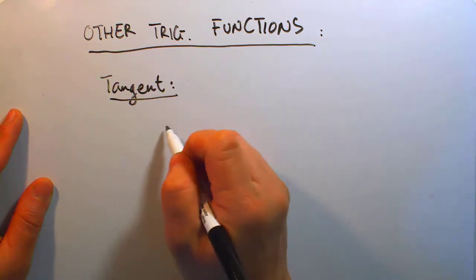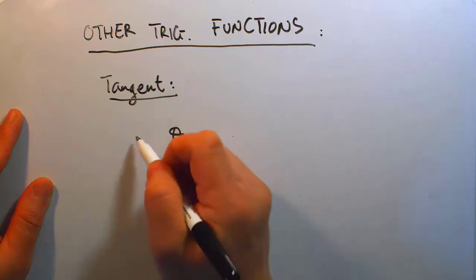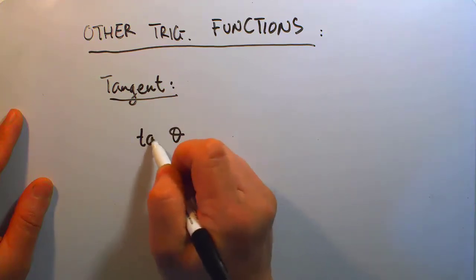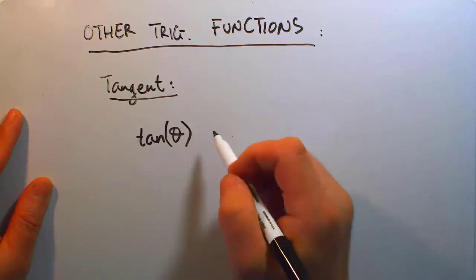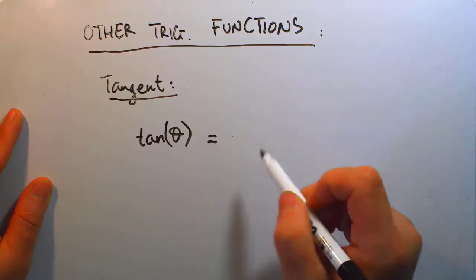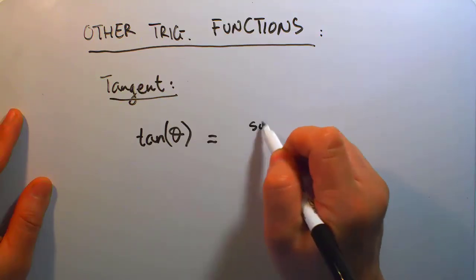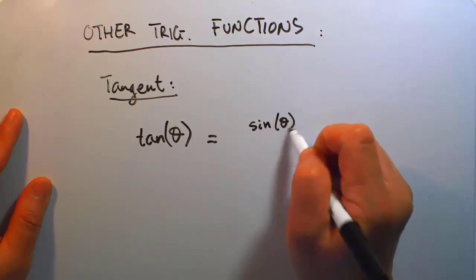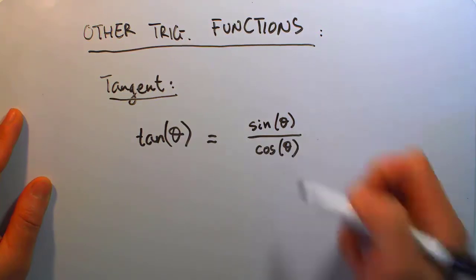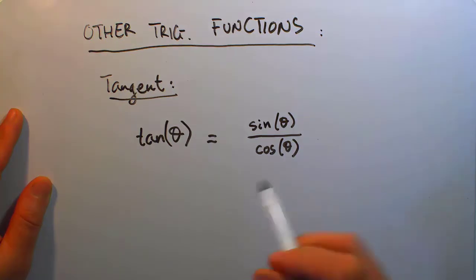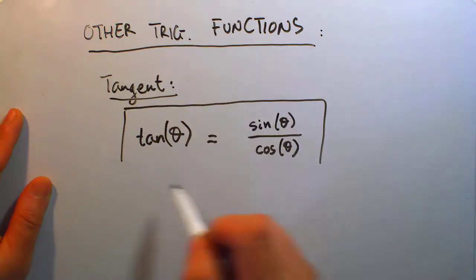And so, given an angle theta, tangent has a shorthand abbreviation tan, like that. So tangent as a function, tangent of theta. So tangent of theta, as a definition, equals sine of theta over cosine of theta. And so we simply keep that as a definition. So here's tangent of theta.